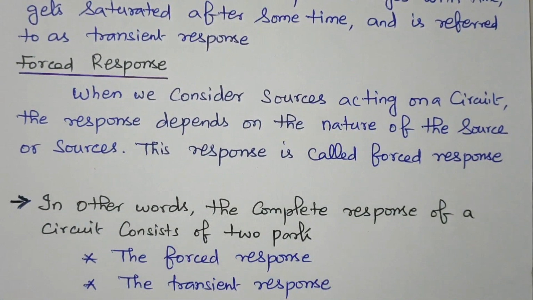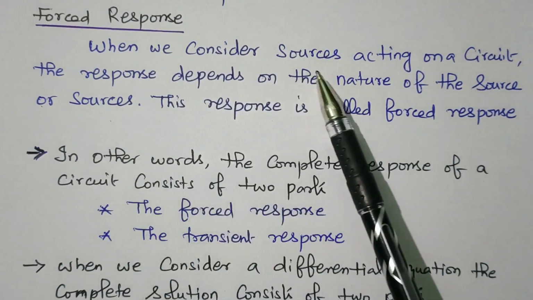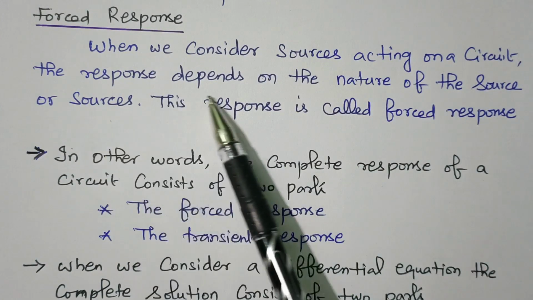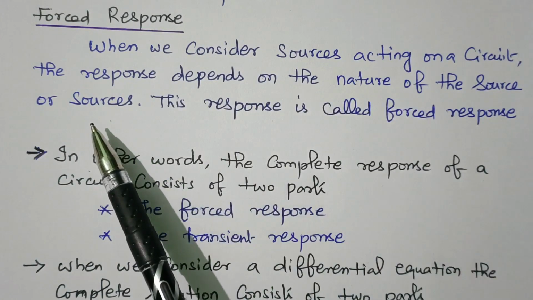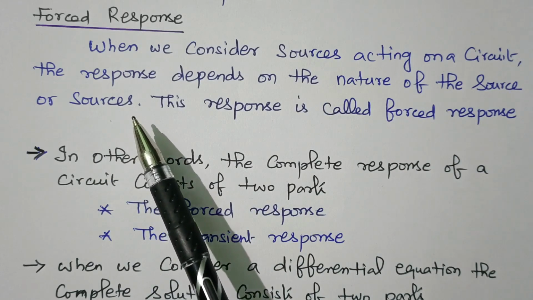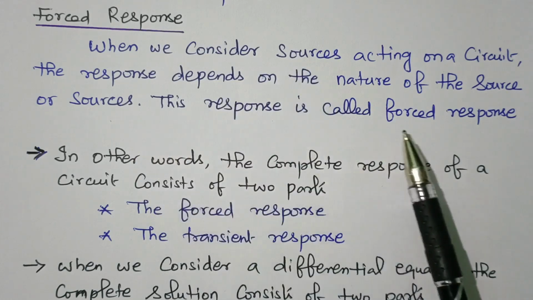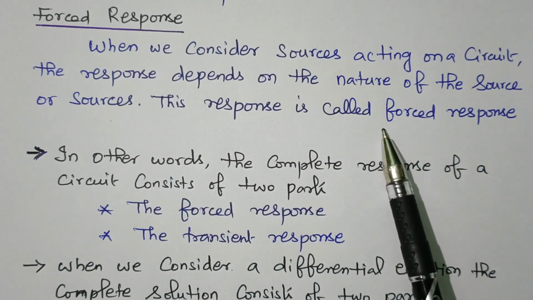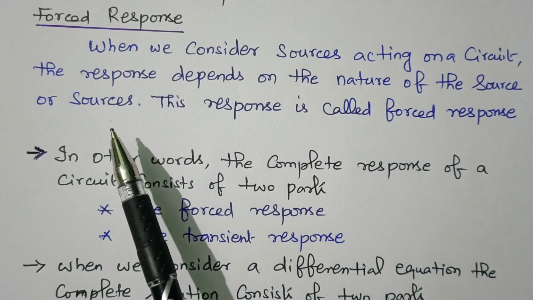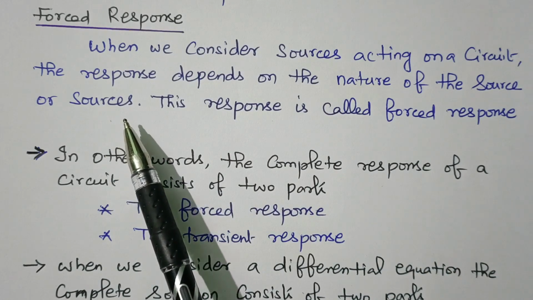Then forced response. Now we'll see what is the forced response. When we consider sources acting on a circuit, the response depends upon the nature of the source or sources. In the earlier case, natural response does not depend upon the source, it depends upon the nature of the circuit. If we consider the nature of the source, then this response is called forced response. So here the response depends upon the sources. Natural response means sources will not affect the circuit, but the nature of the circuit itself gives the response.